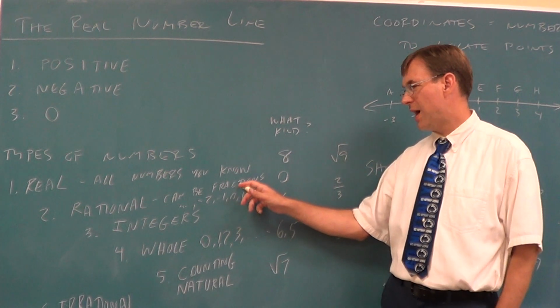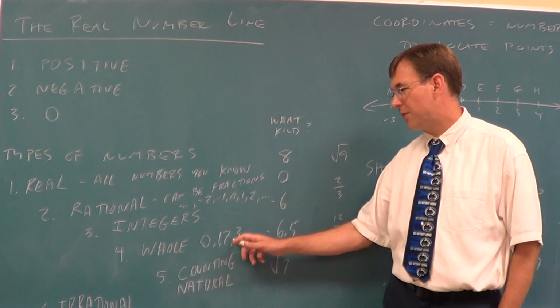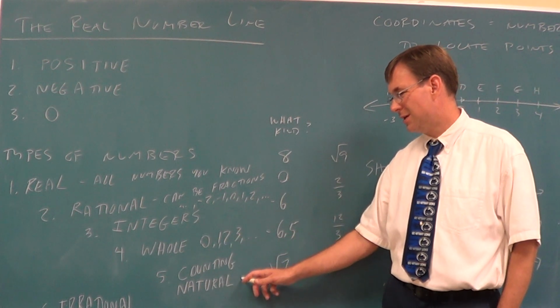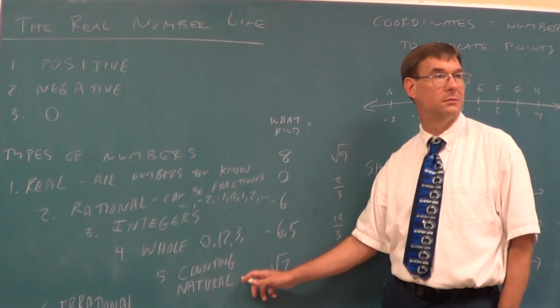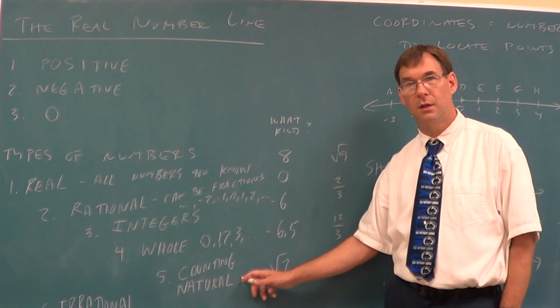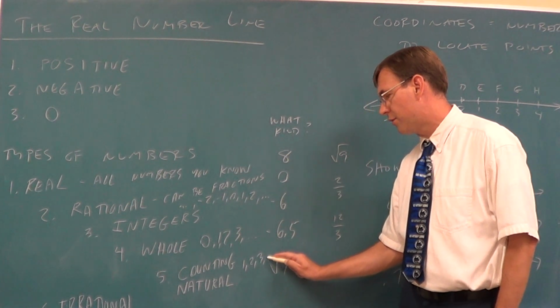If we cut out all the fractions and decimals and whatnot, we're left with integers. Cut out the negatives, we're left with wholes. Cut somebody out and you're left with counting or natural. Is it just the negatives? No. You cut out the 0. Cut out the 0. 1, 2, 3, go forever.